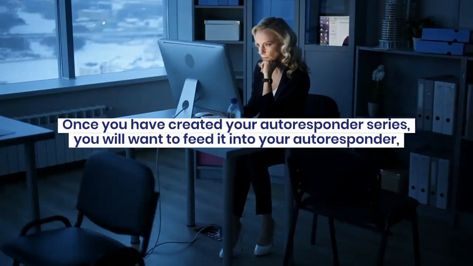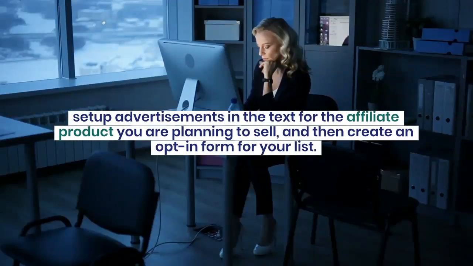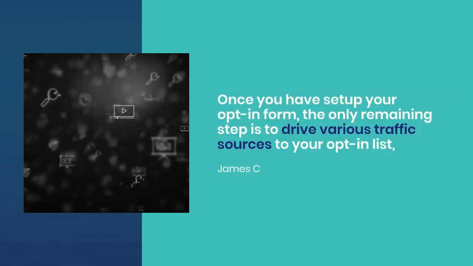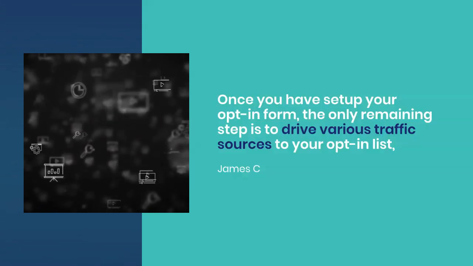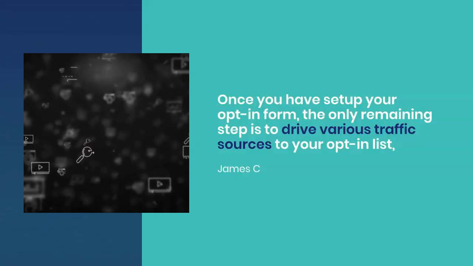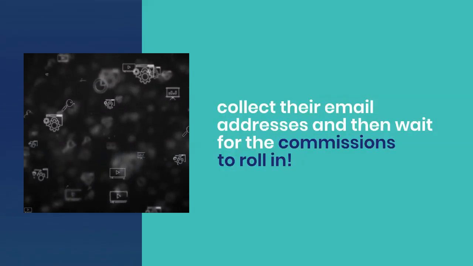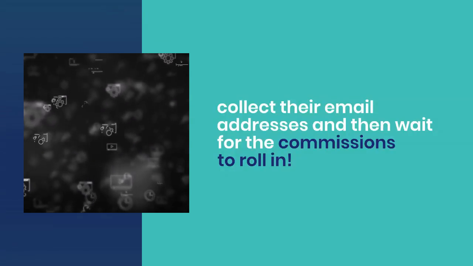Once you have created your autoresponder series, you will want to feed it into your autoresponder. Set up advertisements in the text for the affiliate product you are planning to sell, and then create an opt-in form for your list. Once you have set up your opt-in form, the only remaining step is to drive various traffic sources to your opt-in list. Collect their email addresses and then wait for the commissions to roll in.